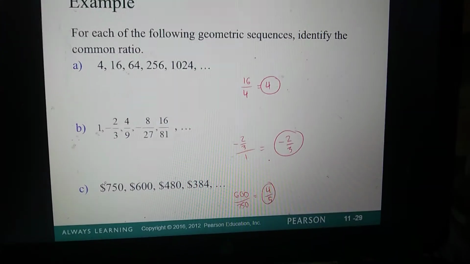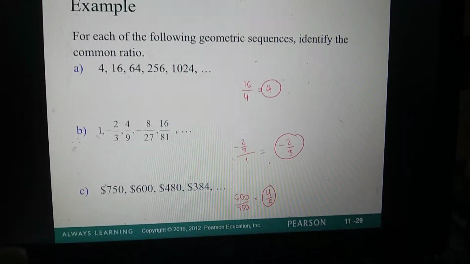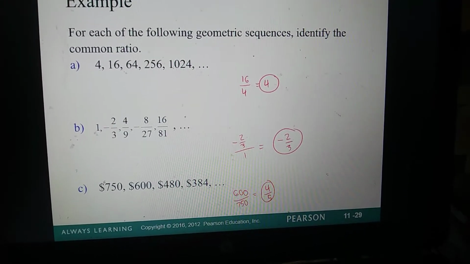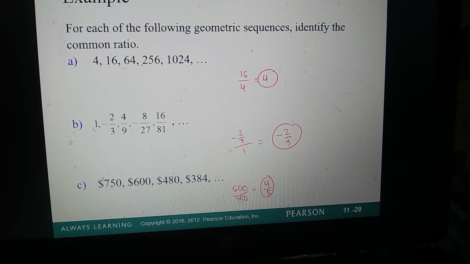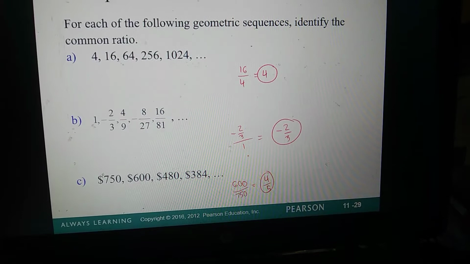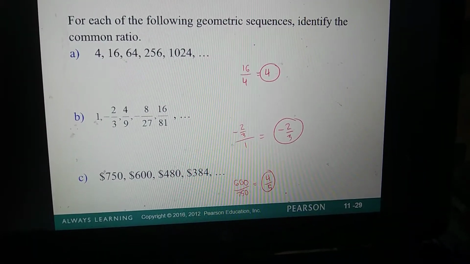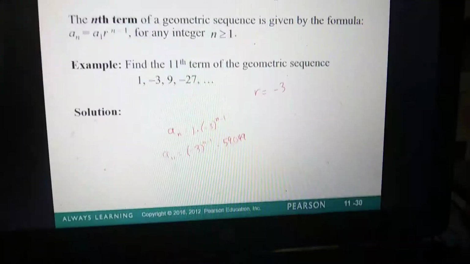So just like we found the common difference by subtracting, now let's find the common ratio of these geometric sequences. So you can just take the next divided by the previous. So 16 over 4 gives us 4. Negative 2/3 over 1 gives us negative 2/3. 600 over 750 gives us 4/5, etc., etc.